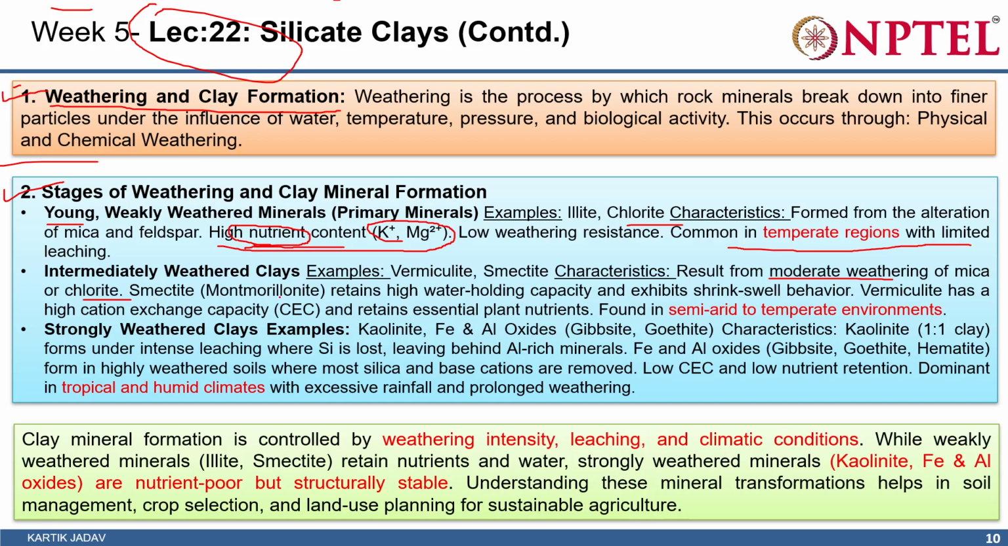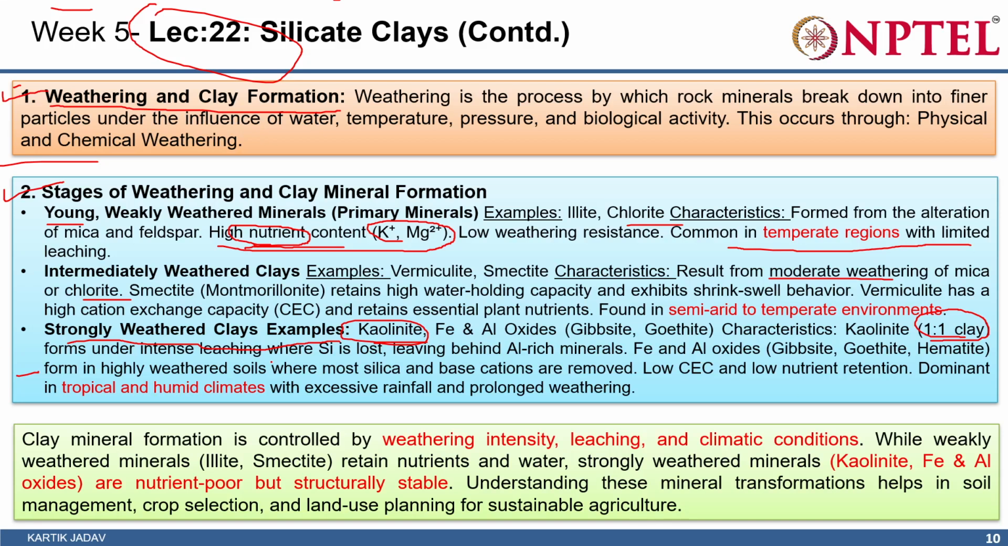So smectite or montmorillonite retains high water holding capacity and exhibits shrink-swell behavior. So it is an example of intermediate weathered clays, and we generally find this kind of soil in semi-arid to temperate environments. While the third one is strongly weathered clays, and its example is kaolinite, right? We know that kaolinite is a very stable clay and it generally resists weathering, and its characteristic is that it is a 1:1 type of clay silicate.